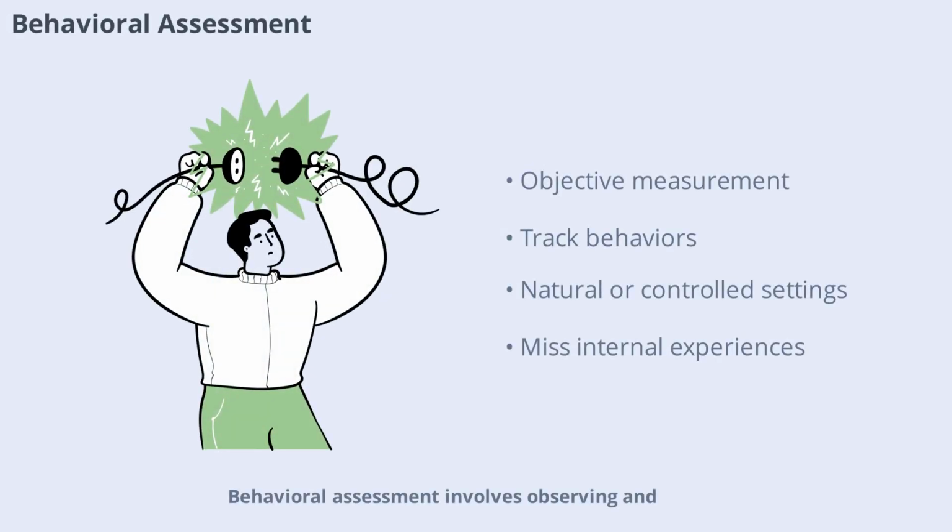Behavioral assessment involves observing and recording specific actions or reactions. In abnormal psychology, this might include monitoring anxiety behaviors or tracking mood changes over time. Behavioral assessments can be conducted in natural settings or controlled environments. They provide objective data, but may miss internal experiences like thoughts or feelings. Combining behavioral and self-report data often yields the most comprehensive understanding.